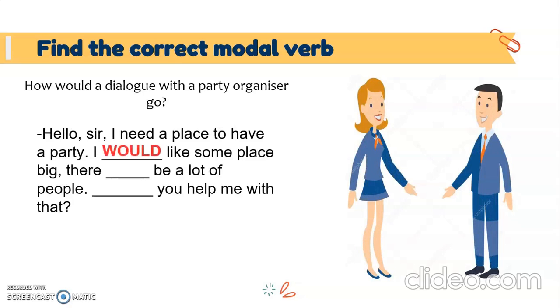Okay. The first one is would. Why? Because we're talking about a hypothesis. In this case, we are also expressing a desire because we're saying, I would like someplace big. She would like someplace big. That's why. Now we have will. This is a fact in the future. There will be a lot of people.